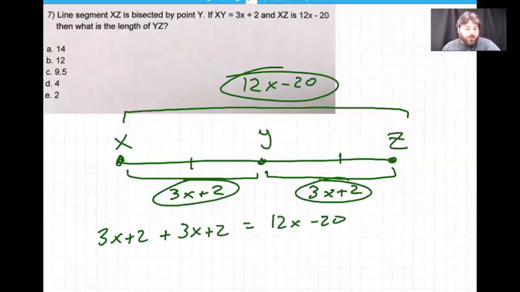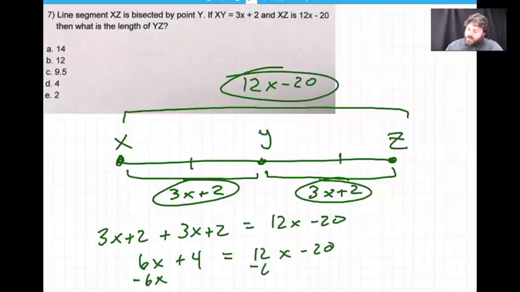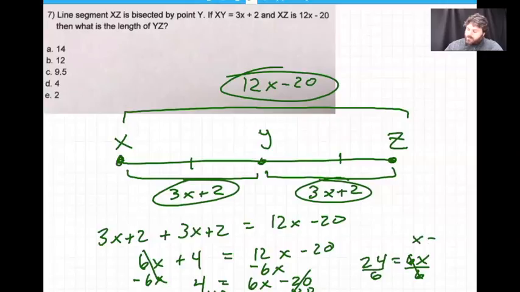Then all we got to do is solve that equation, okay? This simplifies to be 6x plus 4 equals 12x minus 20. If I subtract 6x from both sides, I'm going to get 4 equals 6x minus 20. Then if I add 20 to both sides, I get that 24 is equal to 6x. Last step would be to divide by 6, and we get that x is equal to 4.